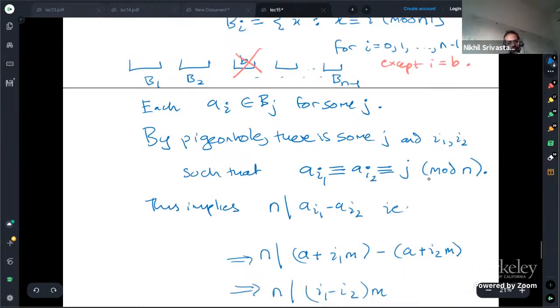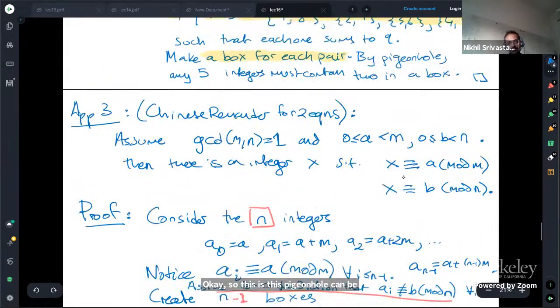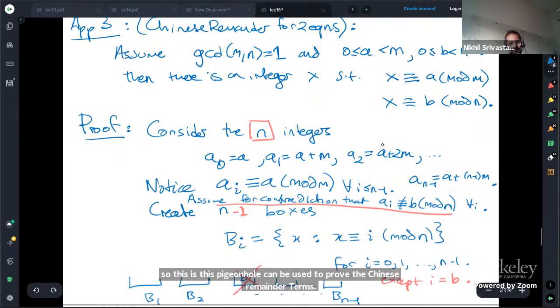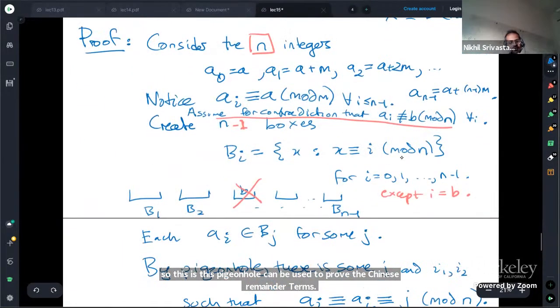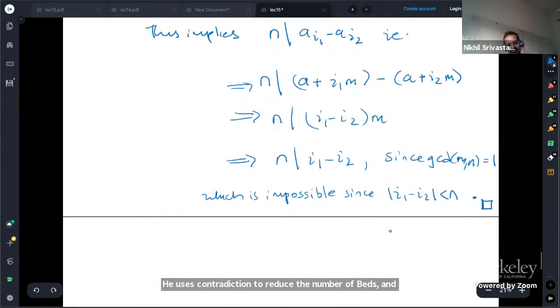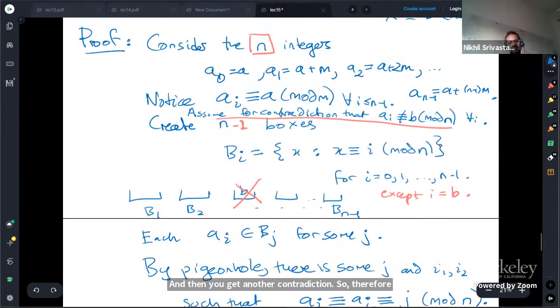Okay, so this pigeonhole can be used to prove the Chinese remainder theorem. Any questions on this proof? I kind of wrote the proof in a non-linear way because I wanted to see how you could maybe try to derive such a proof. But really, the first thing you do is you assume for contradiction that it's false, and you use this contradiction to reduce the number of bins, and then you apply pigeonhole, and then you get another contradiction. So therefore, this has to be satisfiable.